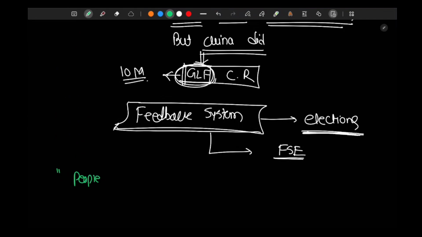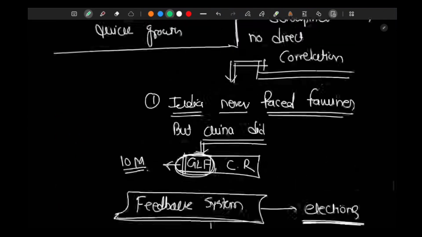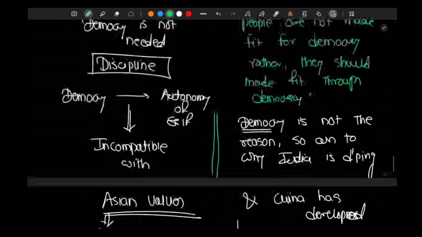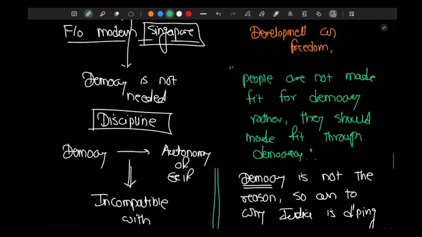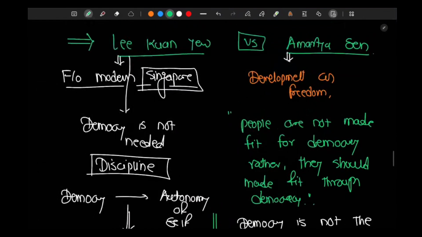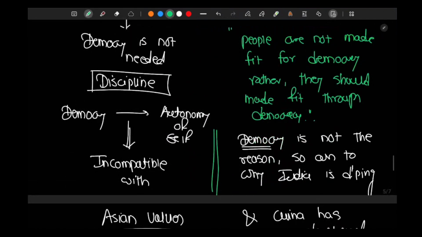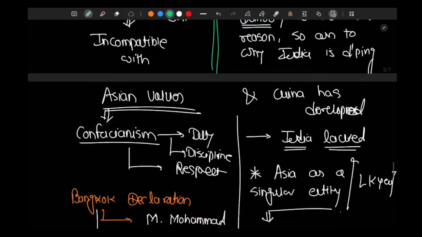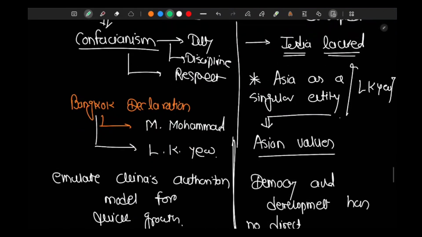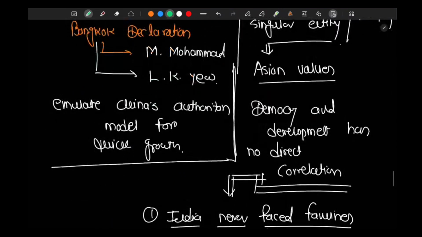Amartya Sen says that no, for development you need leadership. Democracy is not a hindrance, is not a blockage in development. Democracy is actually aiding development. Democracy is actually a good thing. That is why in India there were no famines. In China, because of famine, 10 million people died.